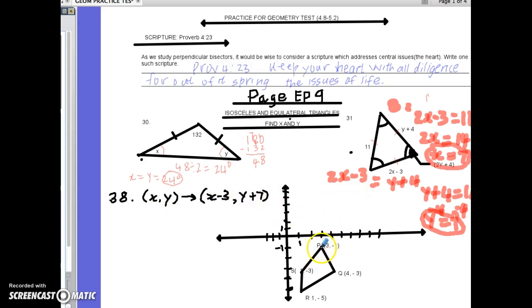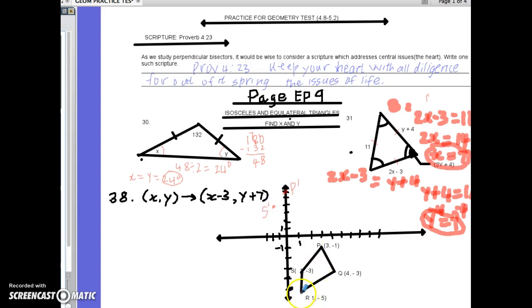So let's say if we take the point P, it will be going back 3, that 1, 2, 3, and then up 7, 1, 2, 3, 4, 5, 6, 7. So the point P for the image will be about here. I'm going to make it P prime, say. How about point S? We go back 3 from here, so we go back 1, 2, 3, and then up 7, 1, 2, 3, 4, 5, 6, 7. Around about here is where point S would be. I'm going to make that S image.